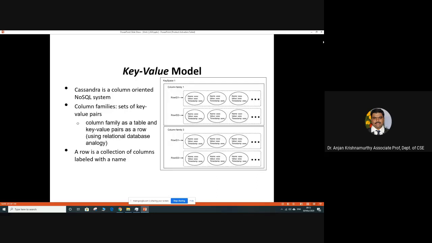So the key value model, which is used in Cassandra, looks something like this. It's a column family database, right? So a column oriented NoSQL system, basically. You have keyspace and the column families, right? The column families are again separated as key value, row wise, using the relational database analogy. That is, you have row ID as the key, and then you have the value associated with it. Row is a collection of columns labeled with name.